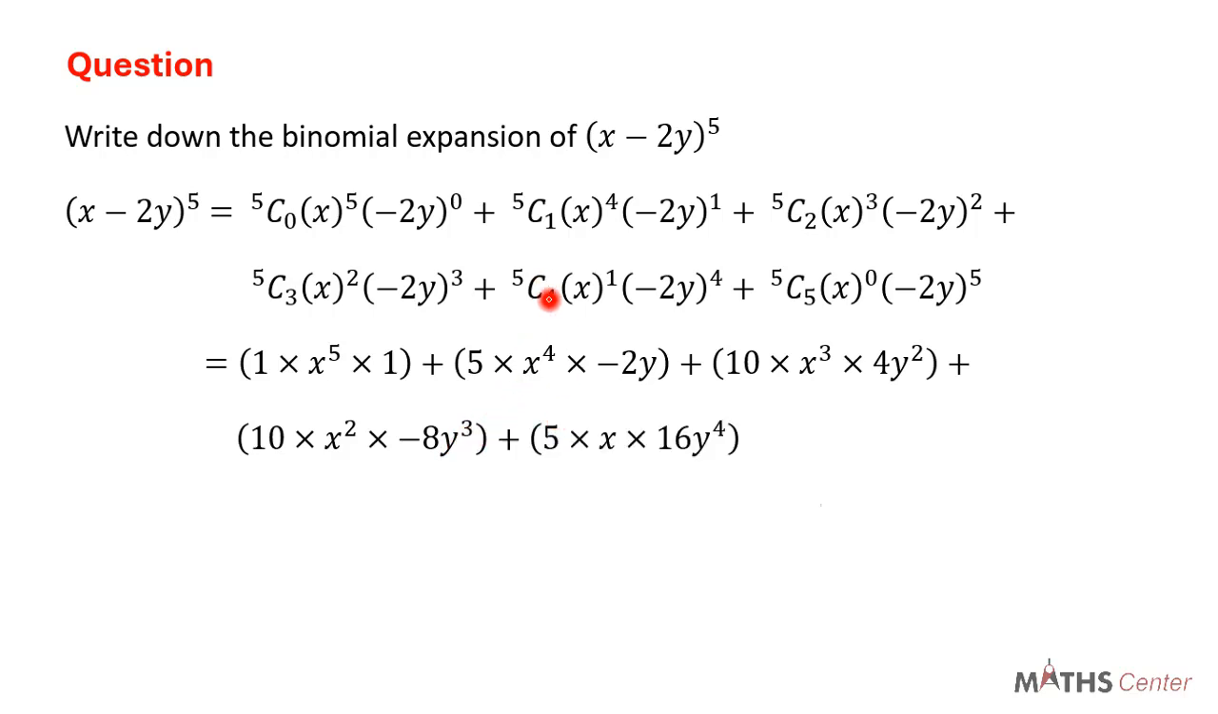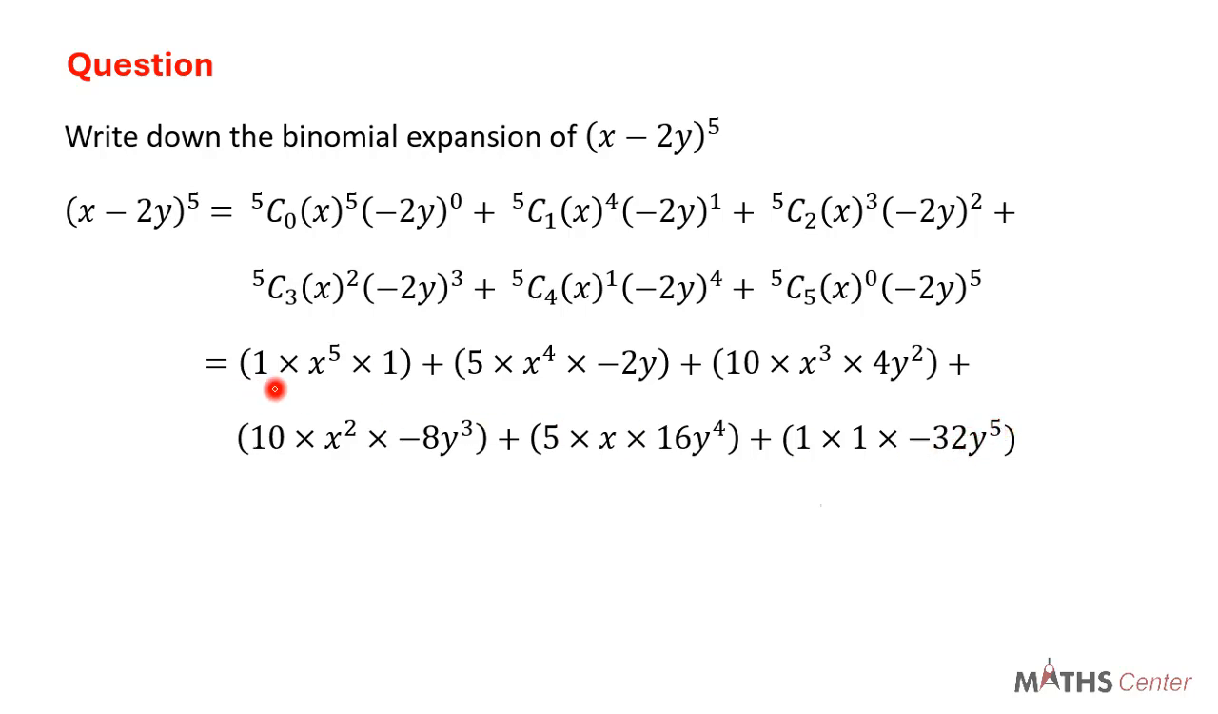For the next term, 5 combination 4 gives us 5. X exponent 1 is x. Negative 2y exponent 4 is 16y exponent 4. Then for the last term, 5 combination 5 gives us 1. X exponent 0 gives us 1. Negative 2y exponent 5 gives us negative 32y exponent 5.